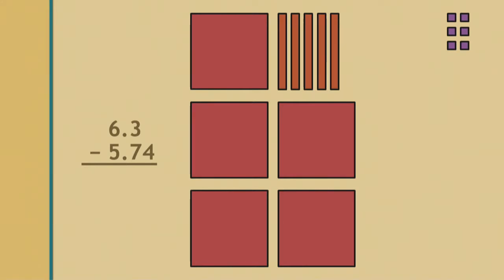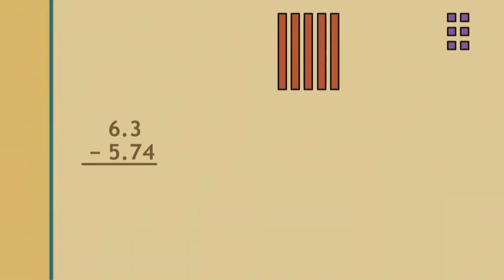Finally, we need to take away 5 ones. So after that renaming and subtracting, notice what we have left. No ones, 5 tenths, and 6 hundredths. Numerically, we write that as 0 and 56 hundredths. So is that the answer we will get if we do the subtraction in the traditional way?